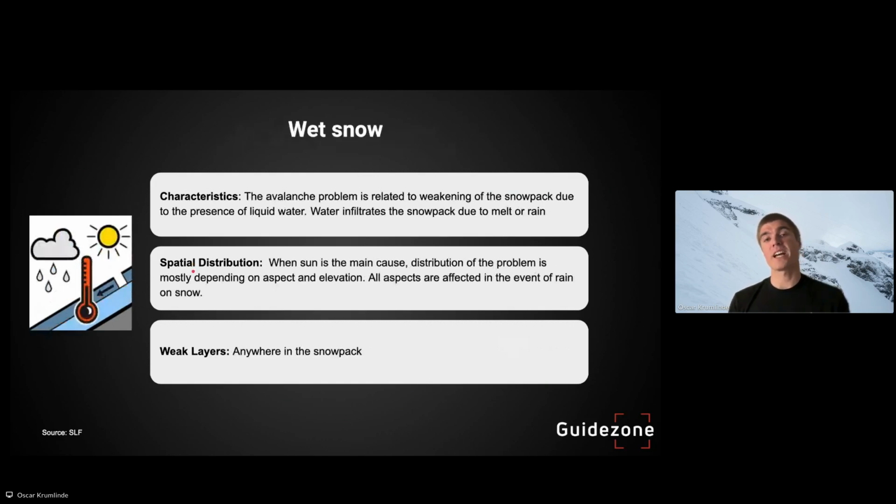Moving on to the fourth problem, we have wet snow slab avalanches, which is caused by the weakening and failure of the pre-existing weak layers in the snowpack due to the presence of water. And rain, for example, can also act as an additional load on the weak layers. So the distribution, or where you find the problem, depends on the cause. When sun is the main cause of the liquidation of the snowpack, the distribution mostly depends on the aspect, so in which weather direction the slope faces, and the elevation. For example, south-facing slopes and lower altitudes might have more of that problem because it's warmer. But if we have rain, all aspects are affected. And the weak layer we can find anywhere in the snowpack.